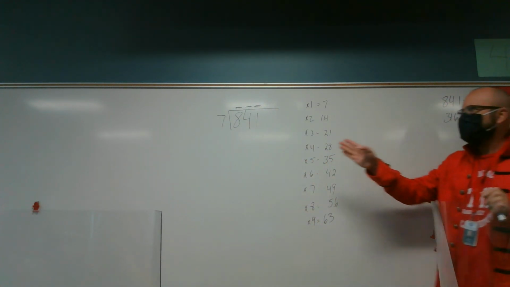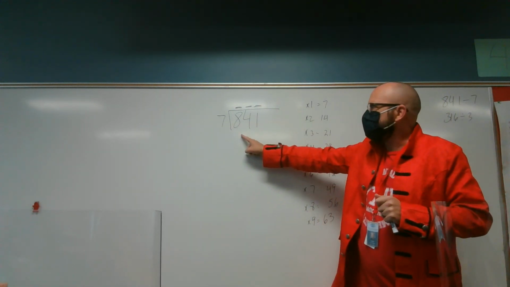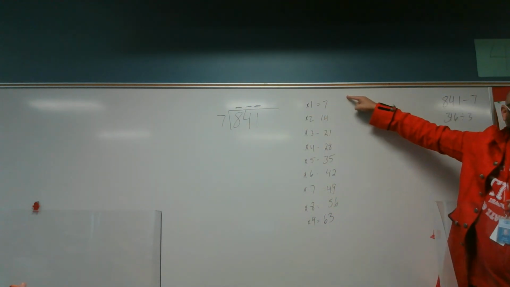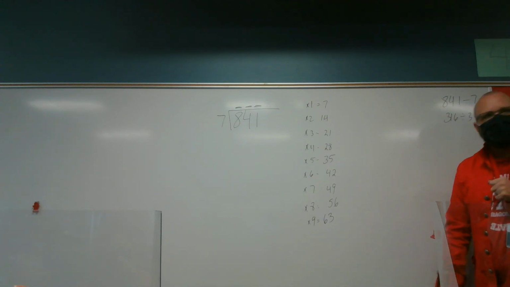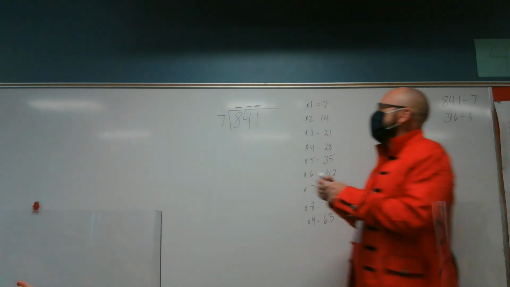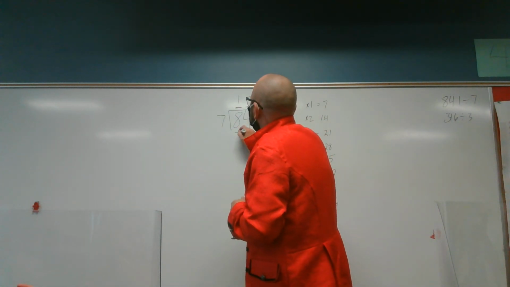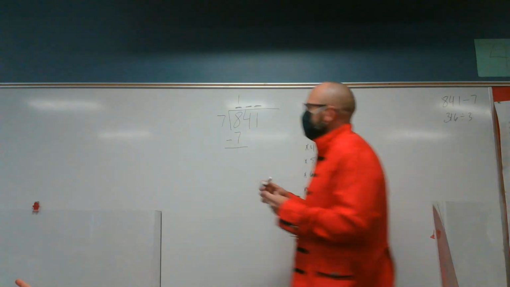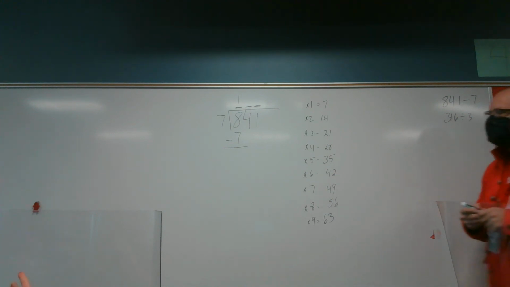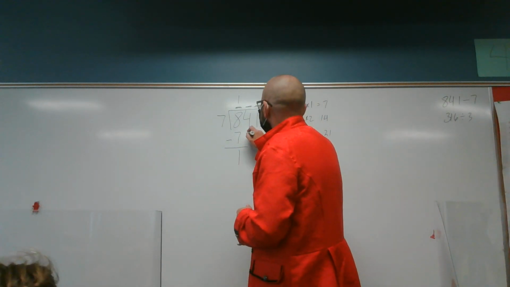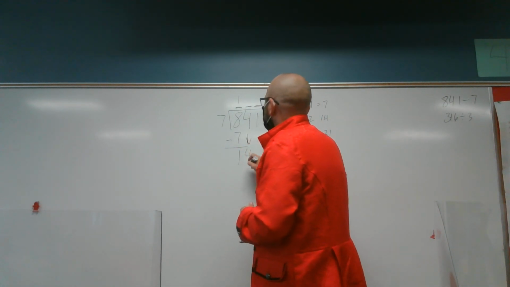Now I go over here. We said 7 goes into 8. So I want to get as close to 8 as I can without going over. So which one is it? 7. And so that's times 1. 1 times 7 is 7. Then I subtract. 8 subtract 7 is 1. Bring down my 4.